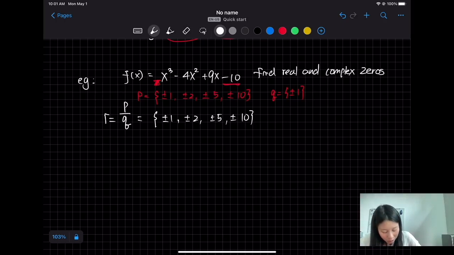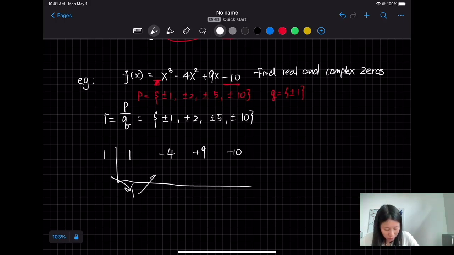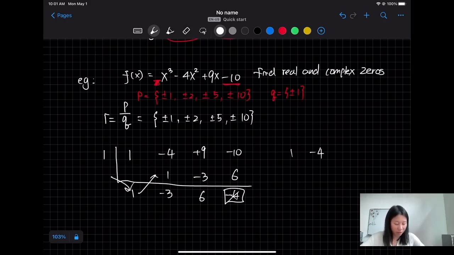Okay, I have 1, negative 4, plus 9, minus 10. Let's say the root is 1. Multiply here 1, negative 4 plus 1 is negative 3. And then we have negative 3, this is positive 6. 6, this is negative 4. Okay, so 1 is not a root because you have a remainder. So now we try again.